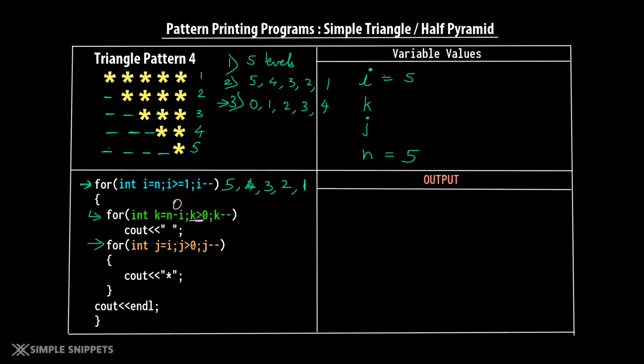So k just took a value of 0. Is 0 greater than 0? No. This condition itself has become false. So the first time this for loop is not going to be executed only. So we'll completely skip this for loop and we'll go to the next for loop. So you can see no space is printed.